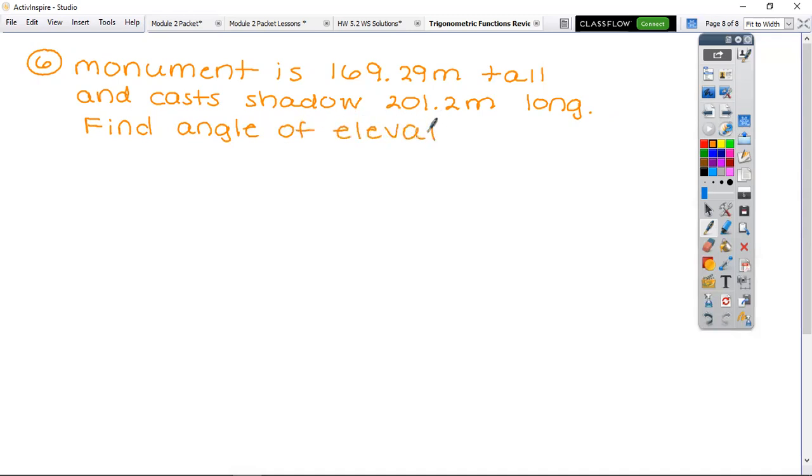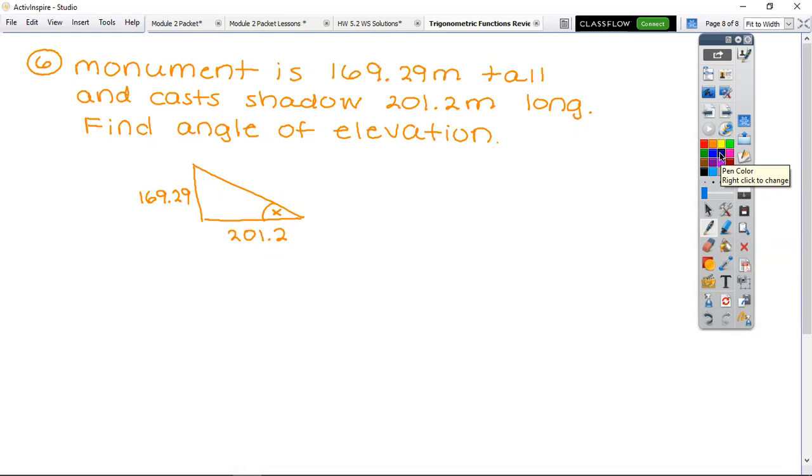So you're going to sketch a right triangle to represent this scenario. And your monument you were given is 169.29 meters tall, casting a shadow of 201.2, and your angle of elevation is going to be right here. Okay. So all you have to do is identify which trig function makes use of the opposite and the adjacent sides that you were given. So what trig function here?